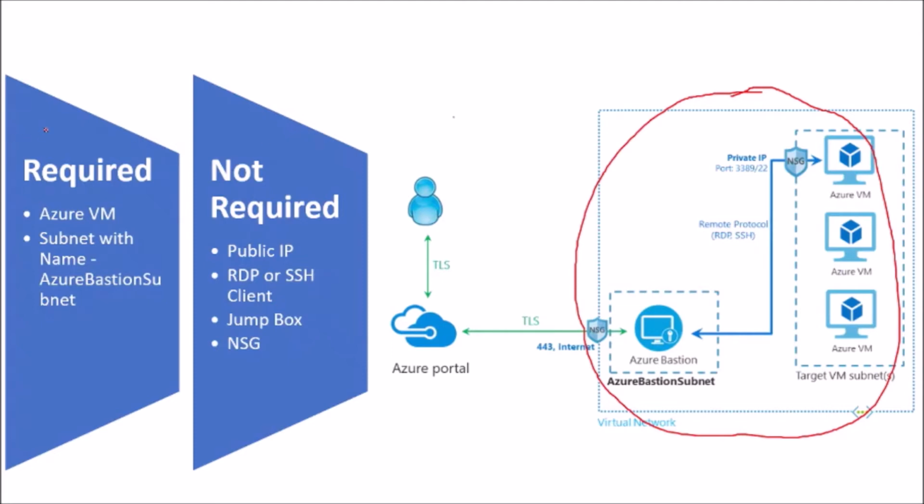What is required to use Azure Bastion is that we need the target Azure virtual machines and also we need to create one subnet with the name Azure Bastion subnet. And with Azure Bastion, we don't need any public IP to be assigned to any virtual machine. We don't need to install any RDP or SSH client on the virtual machine. Also, we don't need any Jumpbox server and we don't need to configure NSG. It's totally and fully managed by Microsoft.